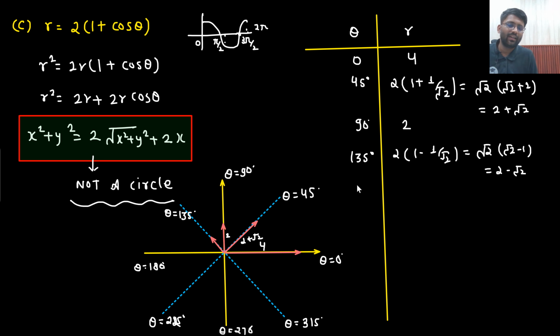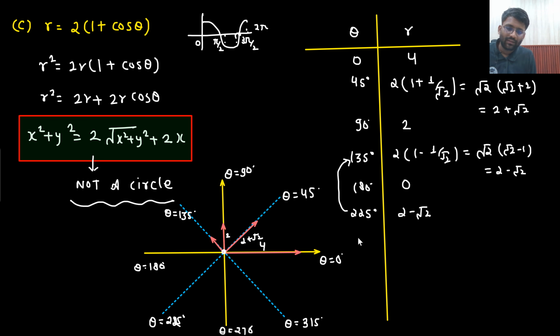When theta is 180 degrees, what will happen? At 180 degrees, cos 180 is minus 1. So the distance will become 0. So when theta is 180 degrees, the radial distance is 0. When theta is 225 degrees, then again the value will be 2 minus under root 2. At 225, the same thing would happen as happened at 135 degrees.